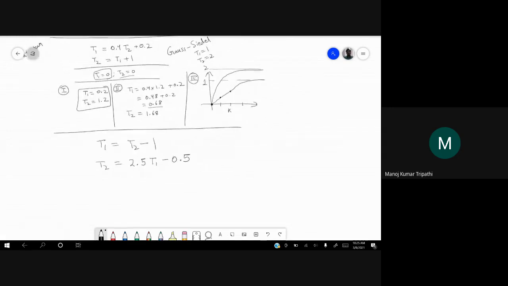Now if you follow the same procedure that we followed there, you will see that the solution diverges. It does not converge to a particular value. It goes to infinity or minus infinity. So this procedure does not work for all cases. This Gauss-Seidel procedure. The equations have to be written in a certain way for it to give a converged result.